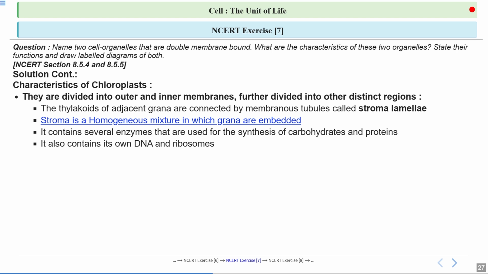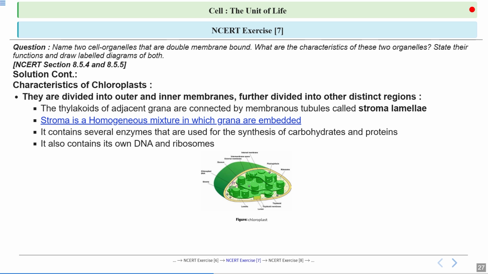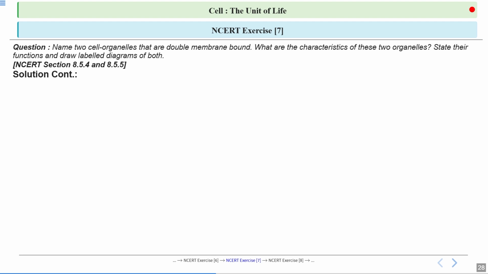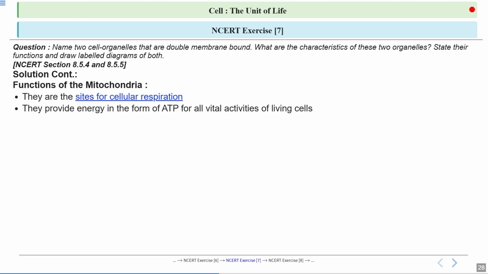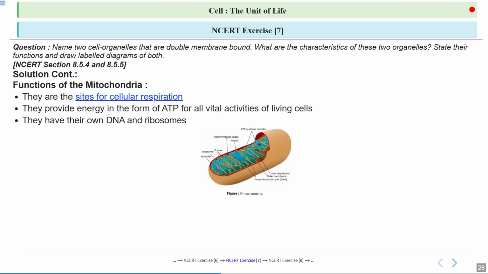Mitochondria has its own DNA and ribosomes as well. Now, functions of mitochondria. They are the site of cellular respiration. We have seen they provide energy in the form of ATP. They have their own DNA and ribosomes. We already know this.